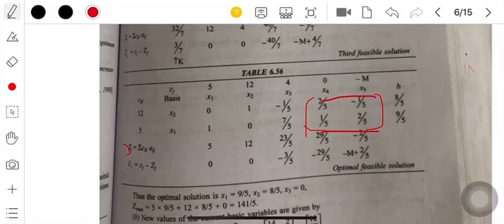This is how we are going to get the solution. Okay, so now what we are going to change is the value of the right hand side of the constraints. So how to get this value? So find this.